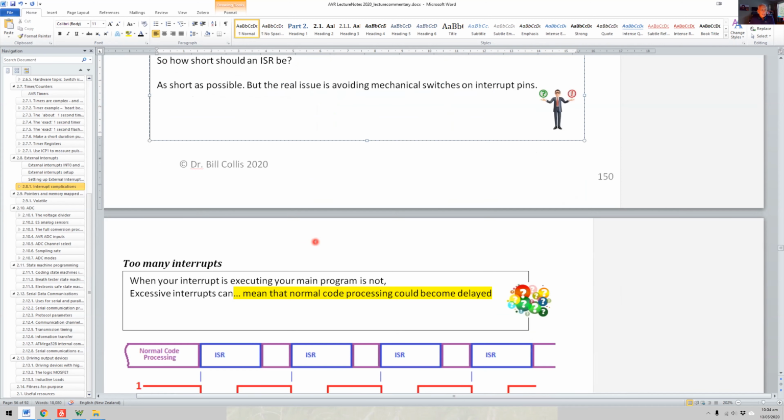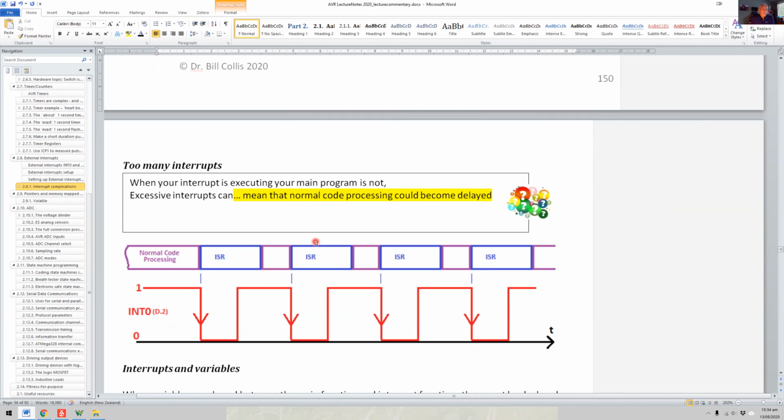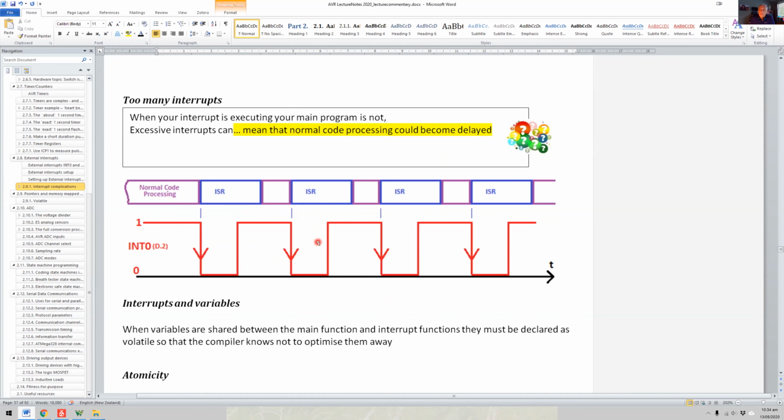Now, another issue is that if you get an interrupt which occurs reasonably regularly, then your normal code processing might not happen as much as it needs to. Let's have a look here. So what we've got is we've got an interrupt which is happening here, and then happens again here, here, and here. Okay, now it looks like it's a regular time, but imagine that they're just slightly different timings.